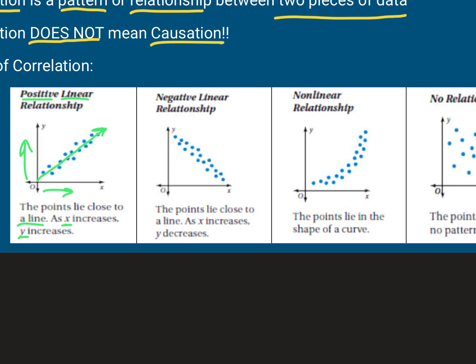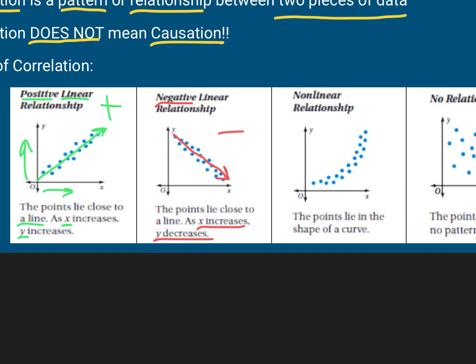Then you have a negative linear relationship. In this case, the points lie close to a line, but as x increases, y decreases. So you notice this is a line that's going down like this. Remember, everything goes from left to right. So this is a positive slope. This is a negative slope. It is a negative correlation.